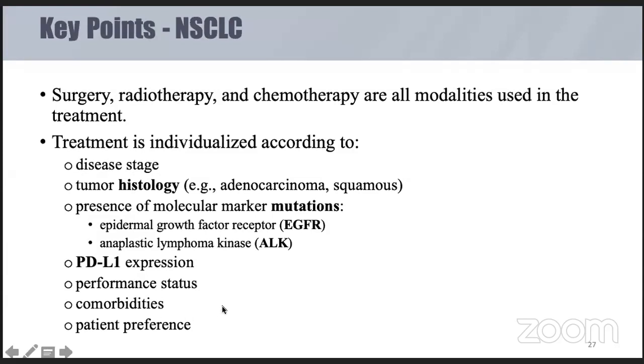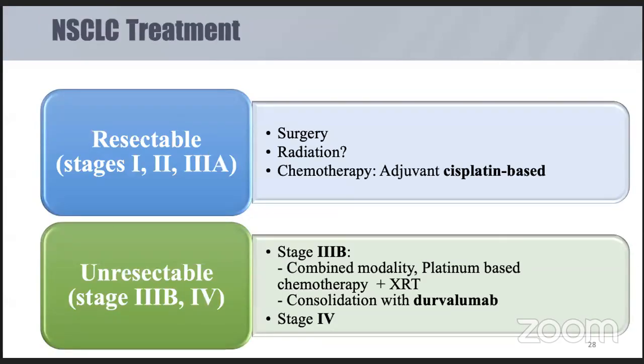Keep in mind, for example, performance status is important because patients with poor performance status will not get benefit from chemotherapy. So this slide summarizes the treatment options for non-small cell lung cancer. We said that we have stages from 1 to 4. We can also group stages 1, 2, and 3A as resectable, and 3B and stage 4 as unresectable.